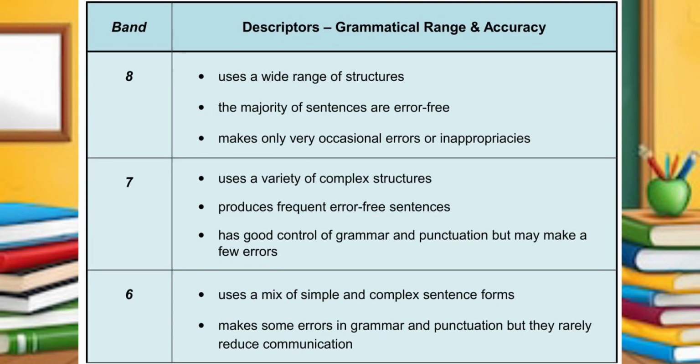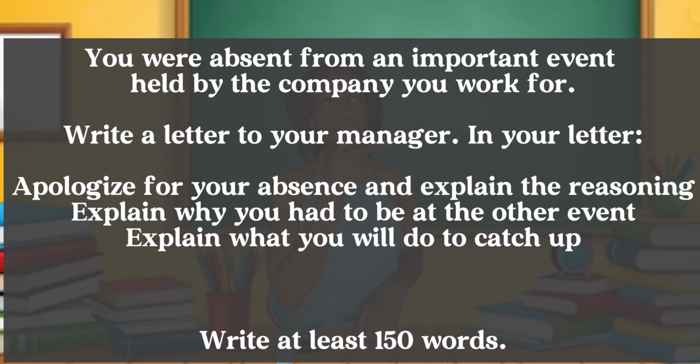Having said that, let's have a look at this question. You are absent from an important event held by the company you work for. Write a letter to your manager. In your letter, apologize for the absence and explain the reasoning. Secondly, explain why you had to be at the other event. And finally, explain what you will do to catch up. Write at least 150 words. And as always, you do not need any addresses.